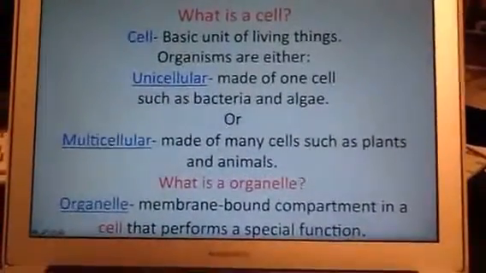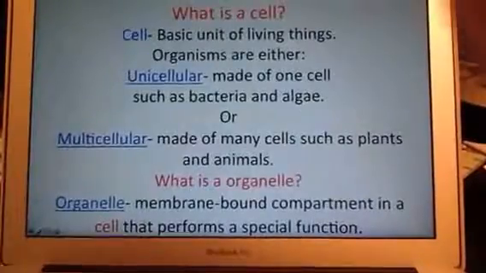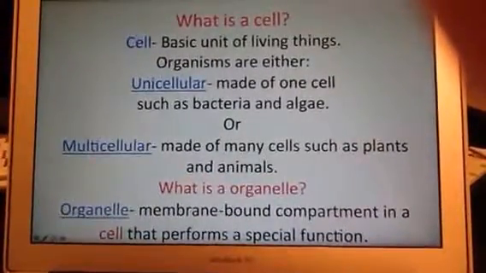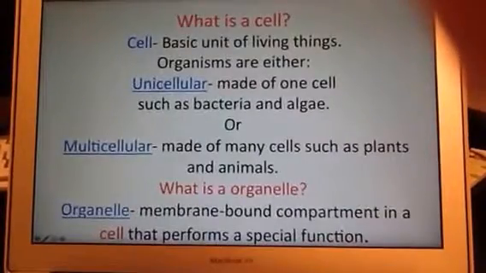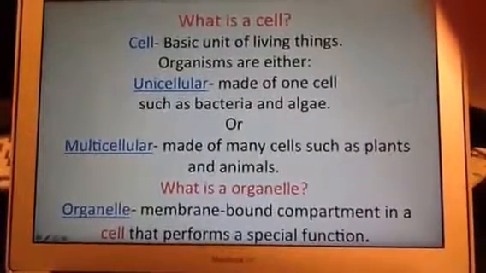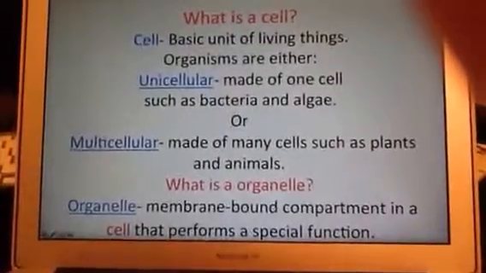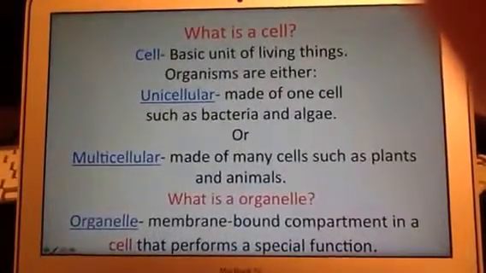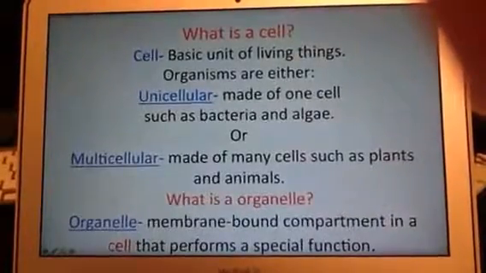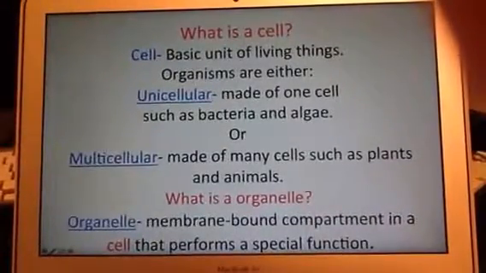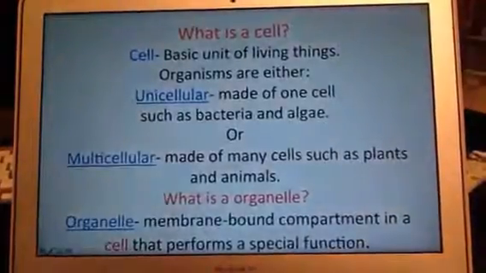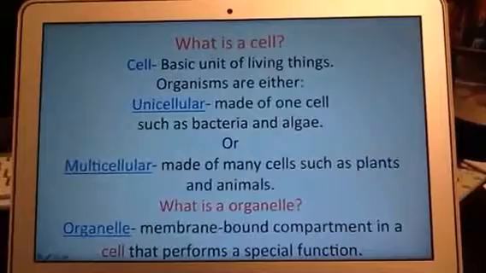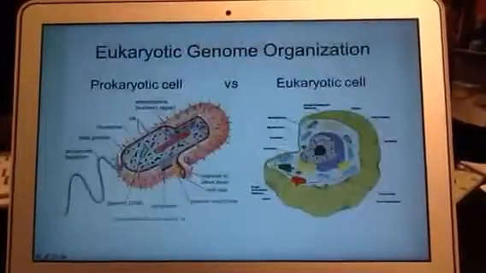A cell is a basic unit of living things. Organisms are either unicellular, made of one cell, such as bacteria or algae, or multicellular, made of many cells, such as plants and animals. What is an organelle? An organelle is a membrane-bound compartment in a cell that performs a special function. An example of an organelle is a ribosome, and its function is to make proteins.